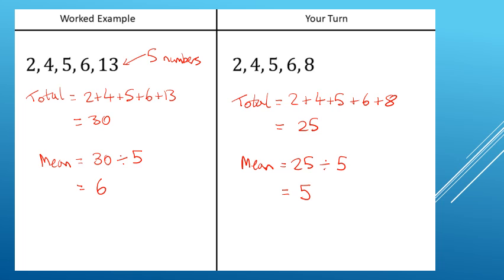Now you'll notice from these two questions that the one on the left hand side has the number 13 as the last number. The only thing that's changed for the question on the right hand side is that 13 is now changed to an 8. And what that's done is it's decreased our total, and therefore our mean has also decreased. When you come on to doing the questions in a minute, I want you to think very carefully about that.